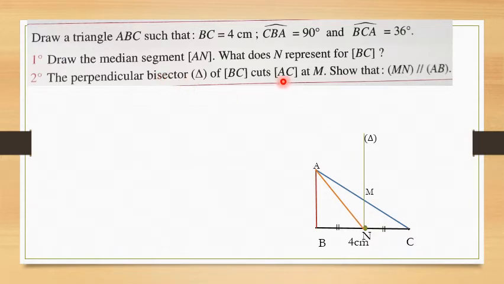This perpendicular bisector cuts AC at M. This is line delta, the perpendicular bisector of BC. It cuts AC at point M, so this is point M. Now, how to prove that MN is parallel to AB?